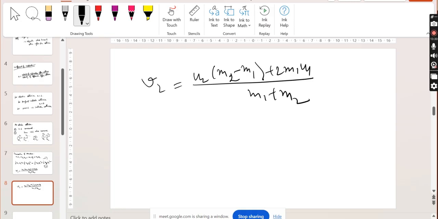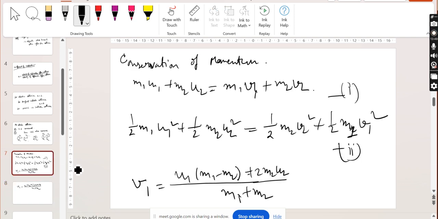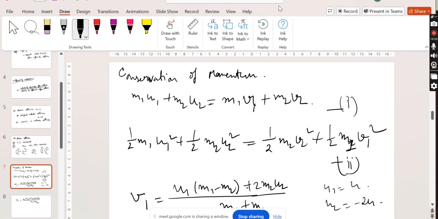If in the question they say that two objects of masses something are moving with speeds u and 2u in opposite directions, then if you take u1 as plus u, u2 will be minus 2u in the opposite direction. So according to the question you need to check the sign.